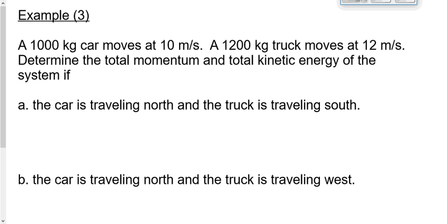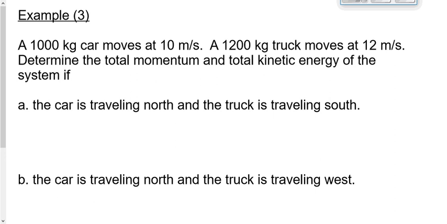Let's try another example now. This is number 3 in the booklet that I gave to you yesterday. A little bit more to this one. It says a 1,000 kilogram car moves at 10 meters per second. A 1,200 kilogram truck moves at 12 meters per second. We want to find the total momentum and the total kinetic energy of the system, if the car is traveling north and the truck is traveling south, and then in question D, if the car is traveling north and the truck is traveling to the west. Let's deal with one of them at a time. A first.